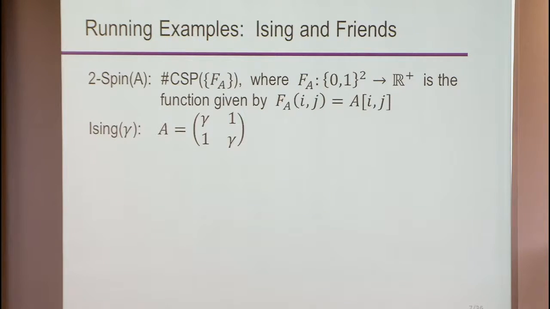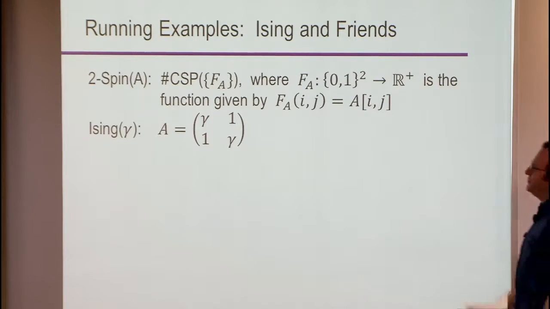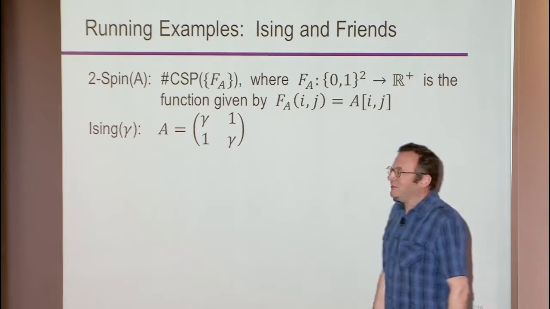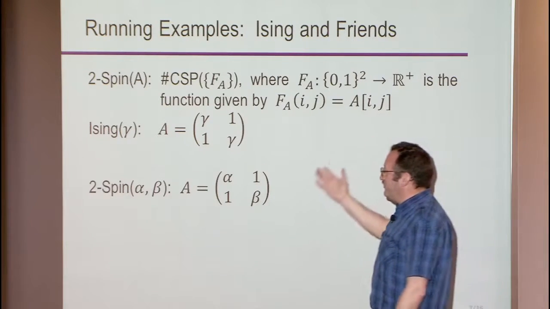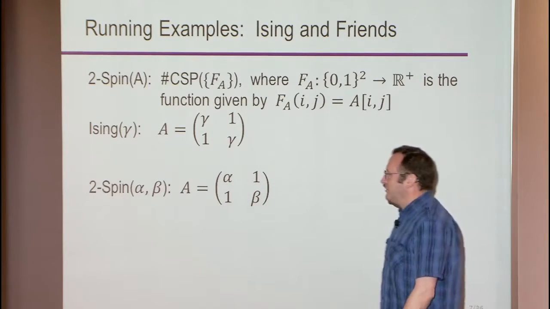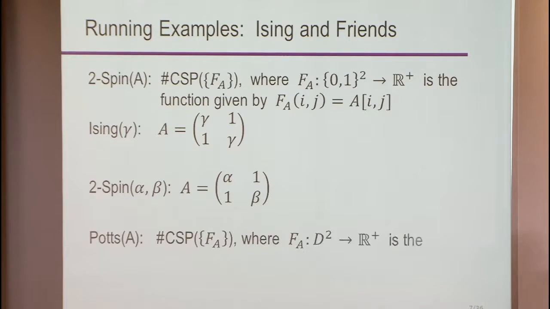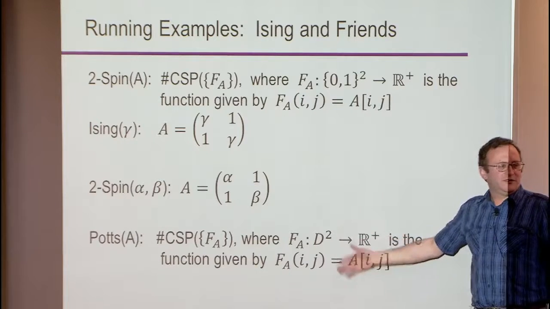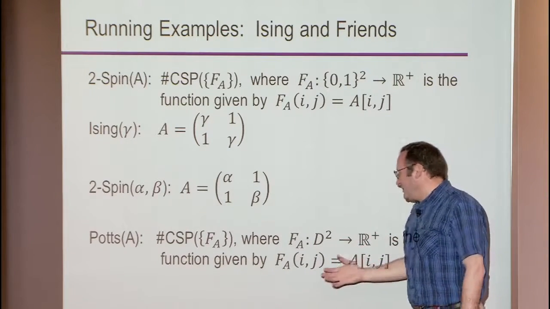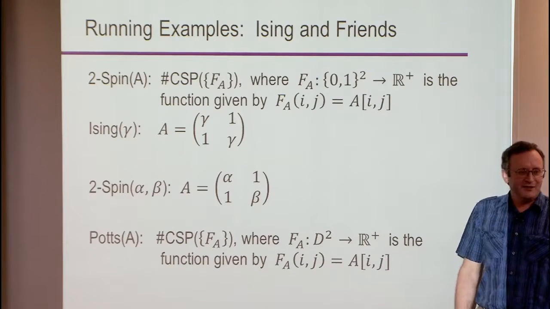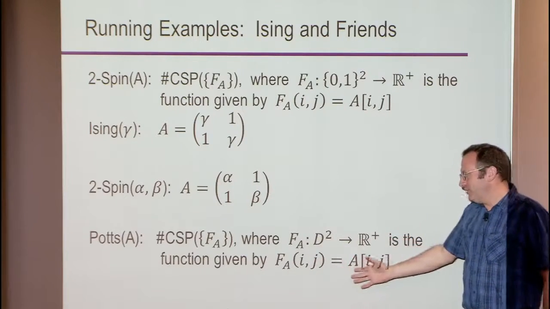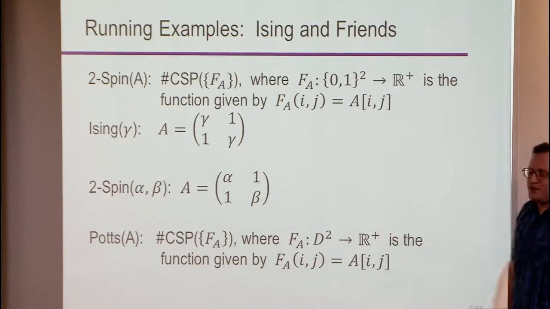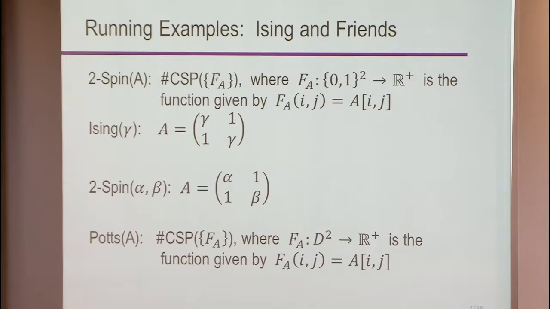Various special cases, like Ising, for instance, with this parameter gamma. In this case, our matrix looks like that. Two-spin of alpha, beta, well, again, a very important special case. Our matrix looks like this. Well, if we want to generalize, we can always do that. Also, I'm not going to use this specific example, but if you want to generalize to many spins or larger domains, we can just do the same as before, and we get something similar to the Potts model, or generalizations of the Potts model. Okay, so I'm going to use all those examples.